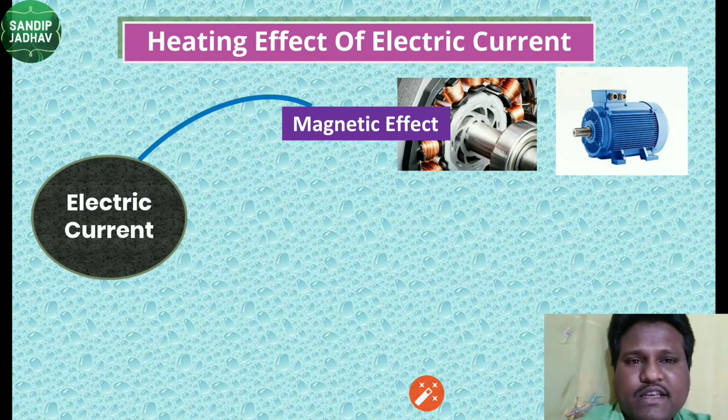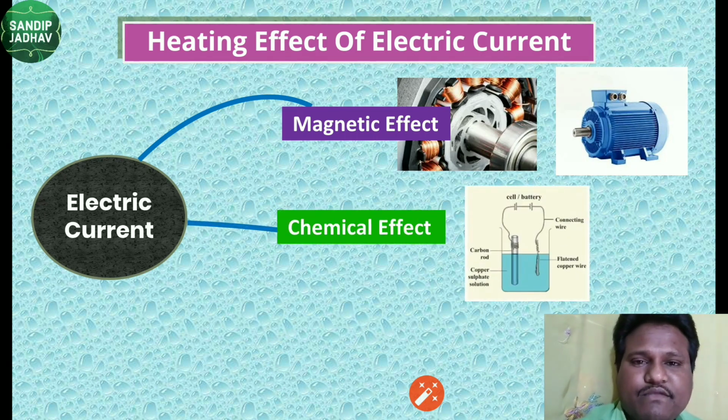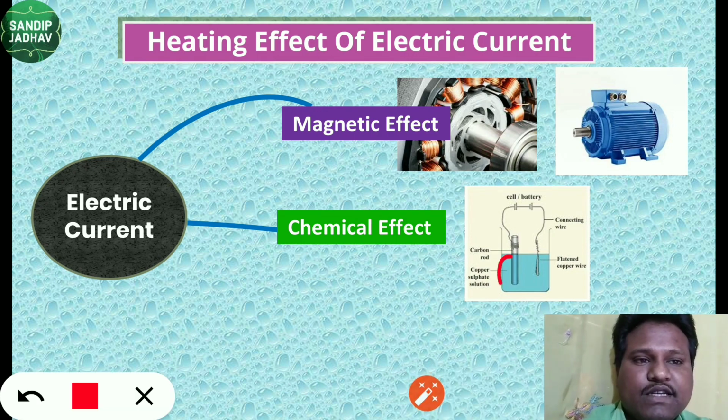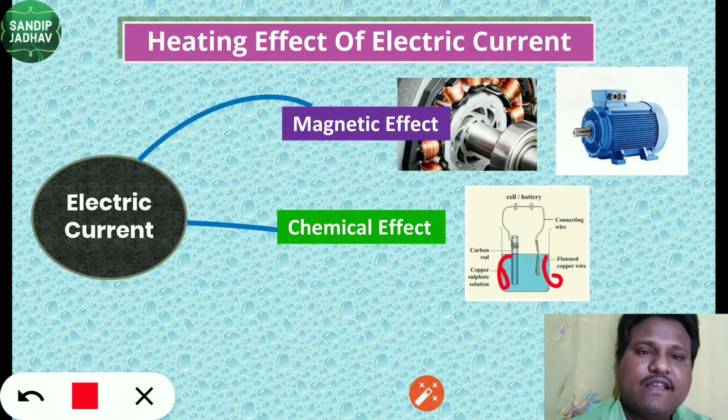Then we have seen the chemical effect. You might have heard that whenever we pass a current through an aqueous solution of any salt, the ions will be separated, and the separated ions will be deposited on one of the electrodes. As you can see in the figure, these are the two electrodes on which ions accumulate and we can deposit the particular metal. Methods like galvanizing and electroplating use this phenomenon. So these are two effects produced by electric current, the magnetic effect and the chemical effect.